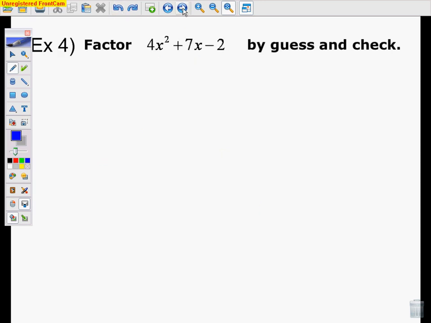All right, let's move on. 4x squared plus 7x minus 2. All right, so here, this time we have a negative c. So a is 4, b is 7, c is -2. Again, we're going to go ahead and put our parentheses in there. We're going to put some blank spots in there for our numbers.